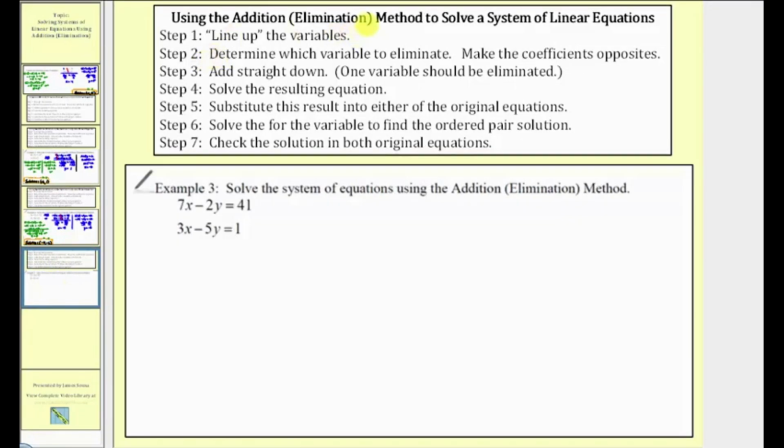Step 1, line up the variables. We have the x terms, the y terms, the constants, so that's done. Step 2, determine which variable to eliminate, and make the coefficients opposites.